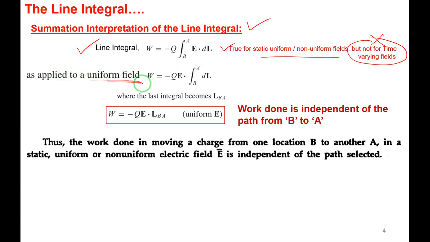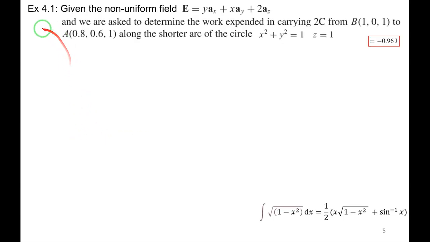As applied to the uniform field, since the field is uniform, E can be taken out of the integration, so it is taken out here. Integration from B to A dl is nothing but the path along which we travel. So let me replace this path from B to A with LBA. So we have written W is equal to minus Q E dot LBA, the length from B to A, for the static uniform field. Once again the same thing I have written, the work done is independent of the path from B to A. We will prove this by some numericals. We will solve a few numericals.